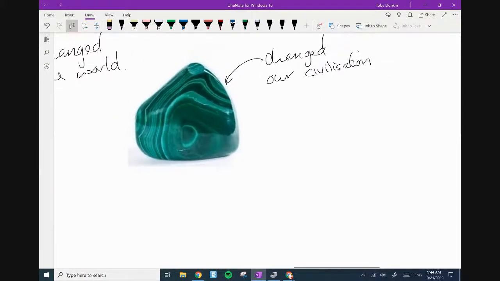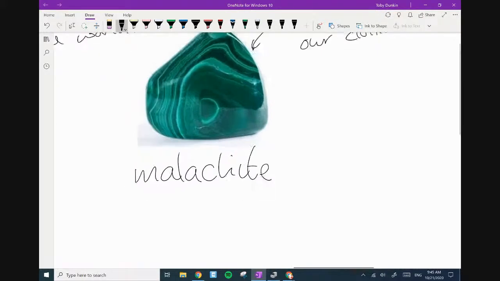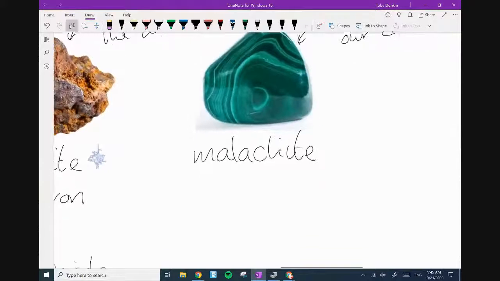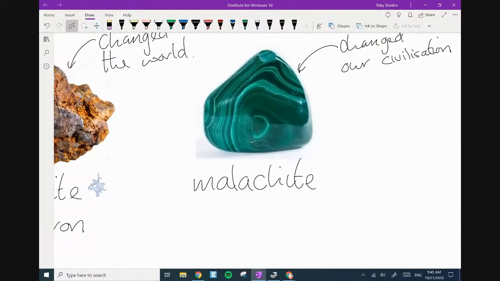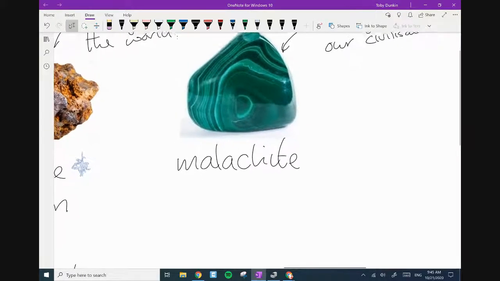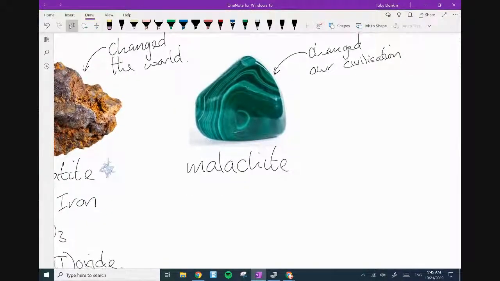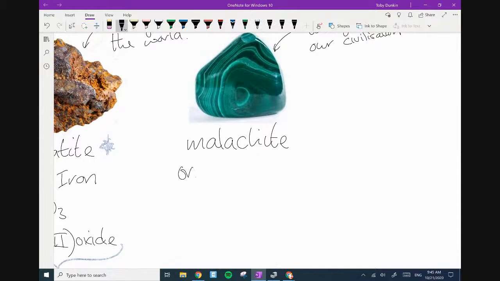It's really pretty. This is called malachite. Sometimes said as malachite. I don't particularly like that name. I wonder if you guys can guess why. But malachite is an ore for copper. This one changed our civilization, and it contains copper carbonate.